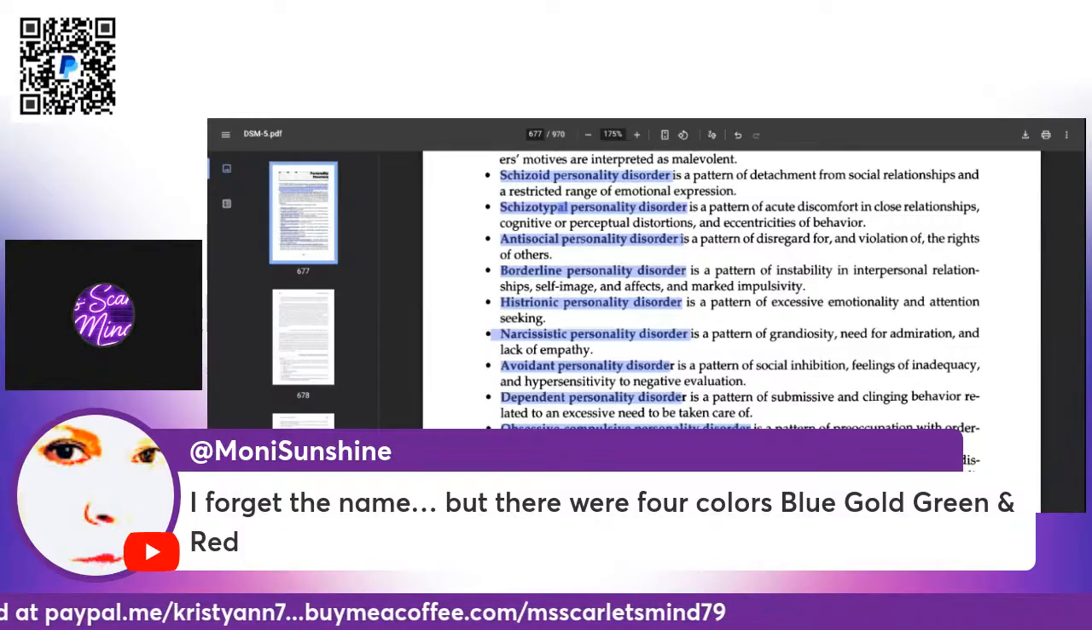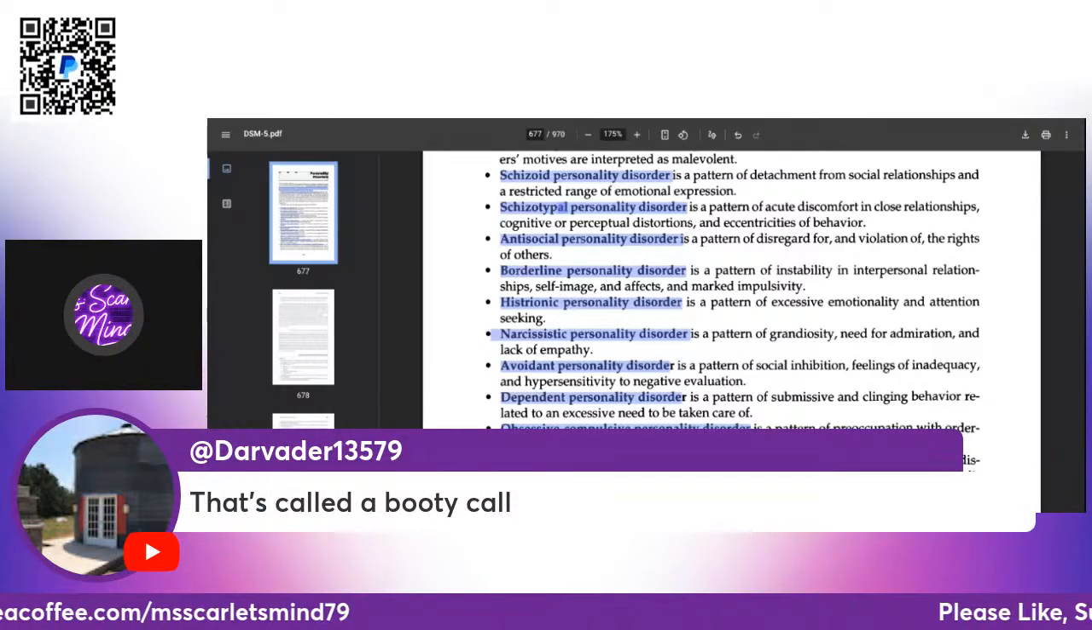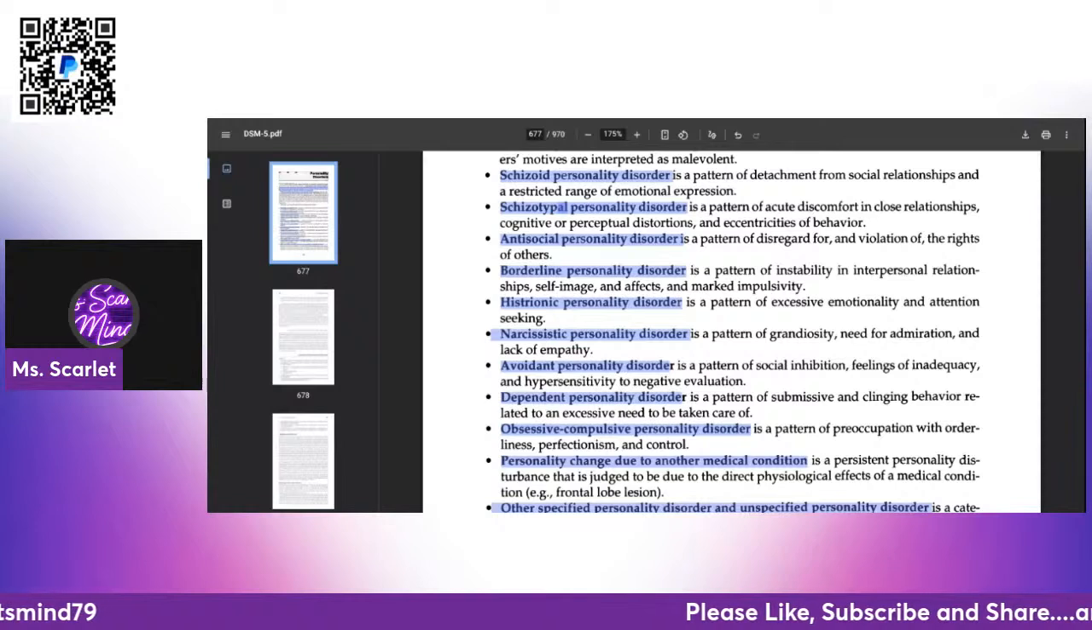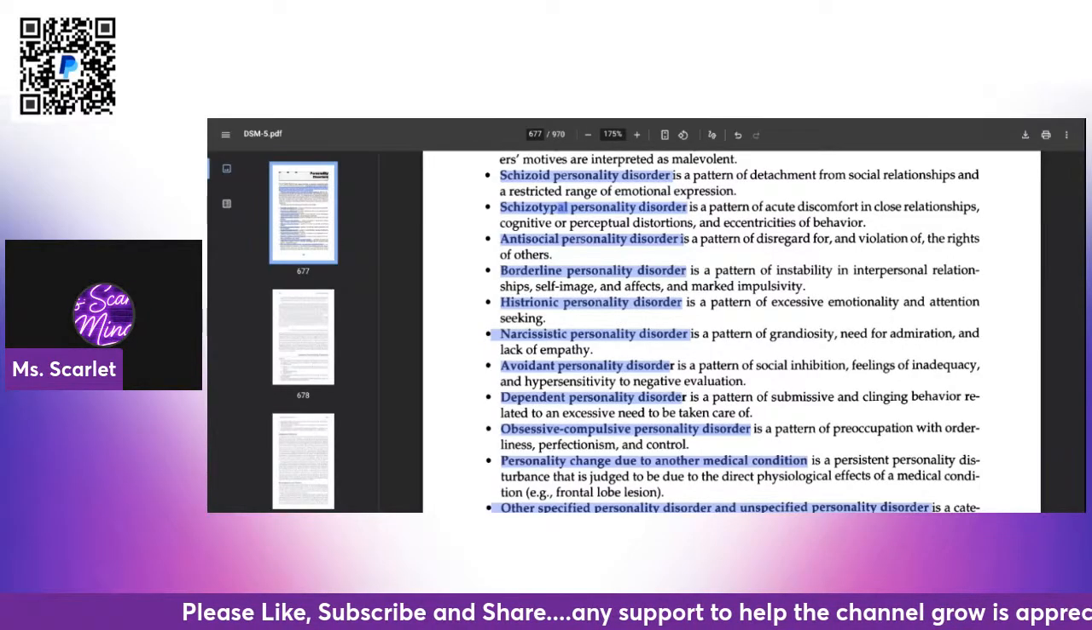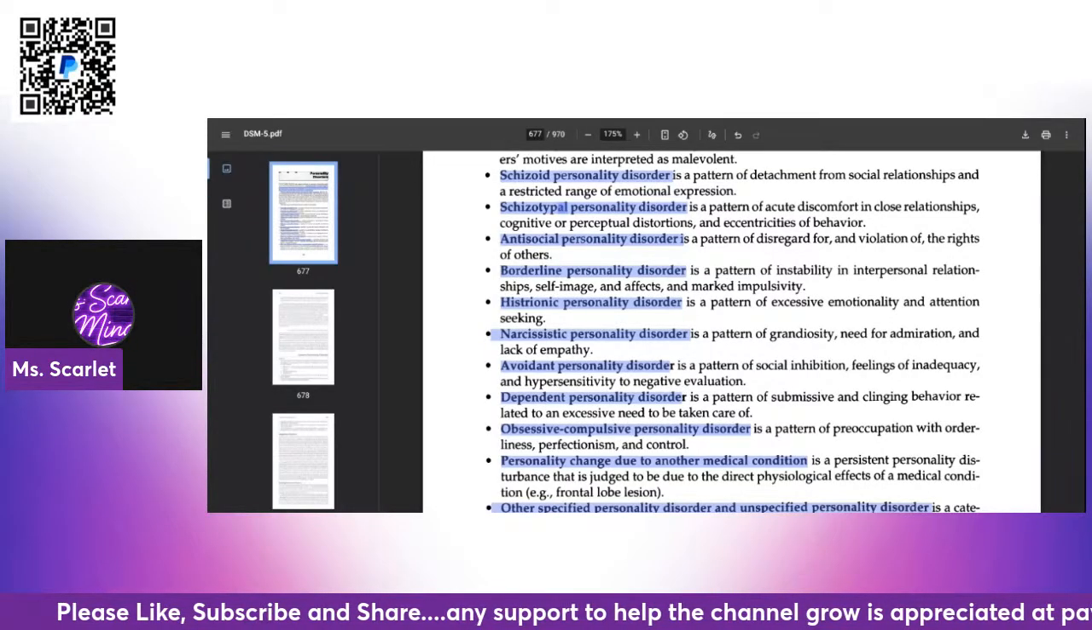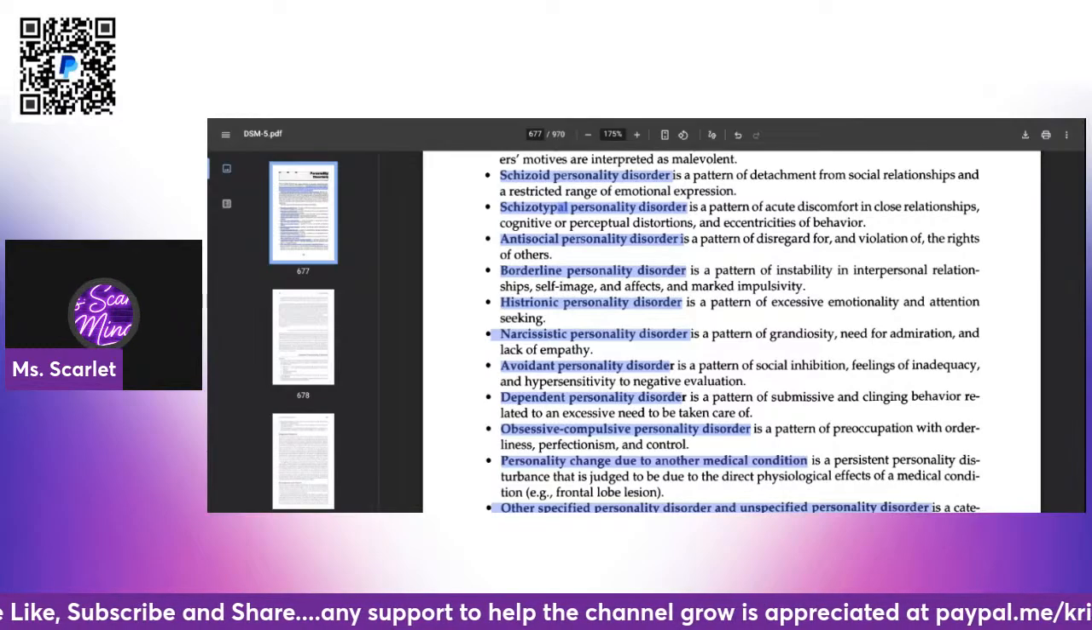Forgot the name, but there were 4 colors: blue, gold, green, and red. It's called a booty call, KDD. She's married, Darth Vader. Anyways, I don't mind going off topic. As you guys know, I love it. I love chatting about whatever comes up.